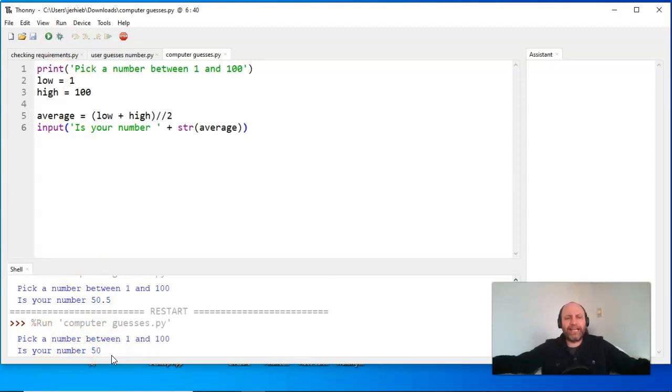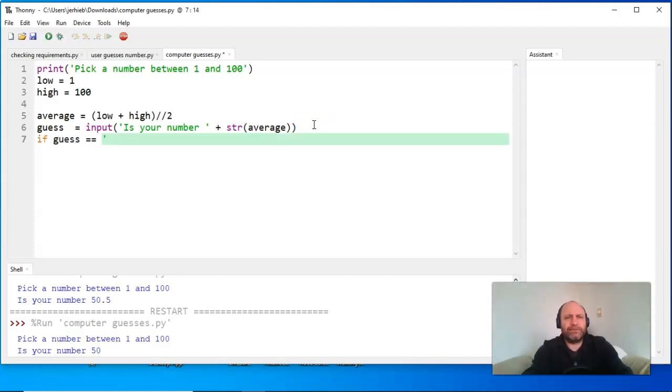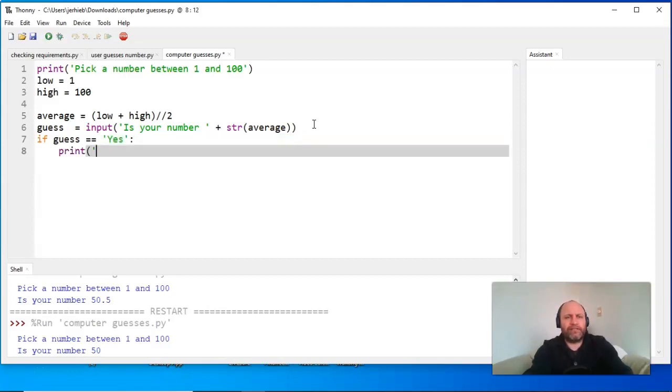All right, now we get to choose yes or no. So in order to do that, we need to call this a variable name. Let's call it guess, because it's the computer guessing our number. So now we get to say if guess is equal to yes, we could print out I have guessed your answer.